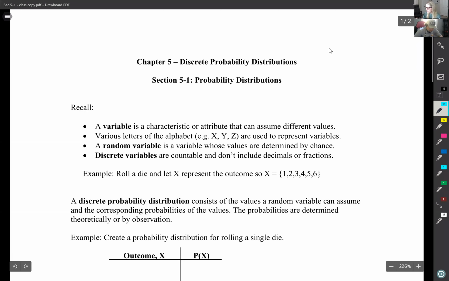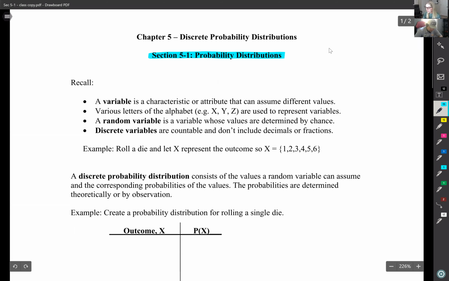So this section is going to be on probability distributions. And we're going to recall some definitions that we learned not too long ago, since this is only, what, week 3? Okay, so the first definition is a variable. Recall that a variable is a characteristic or attribute that can assume different values. Various letters of the alphabet, X, Y, and Z, are commonly used to represent variables.